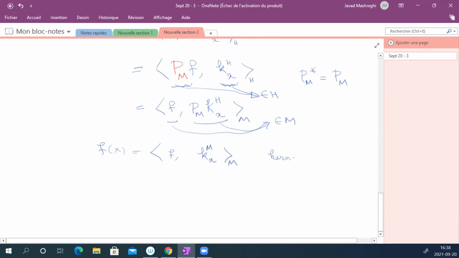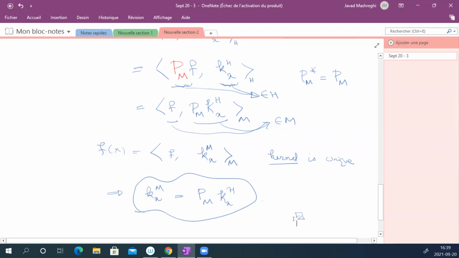You remember the Riesz representation theorem. It tells us that the representing element for a functional is unique. Or I put it this way, kernel is unique. So it shows that Kx of M is nothing but projection of Kxh. That's the end of the story.